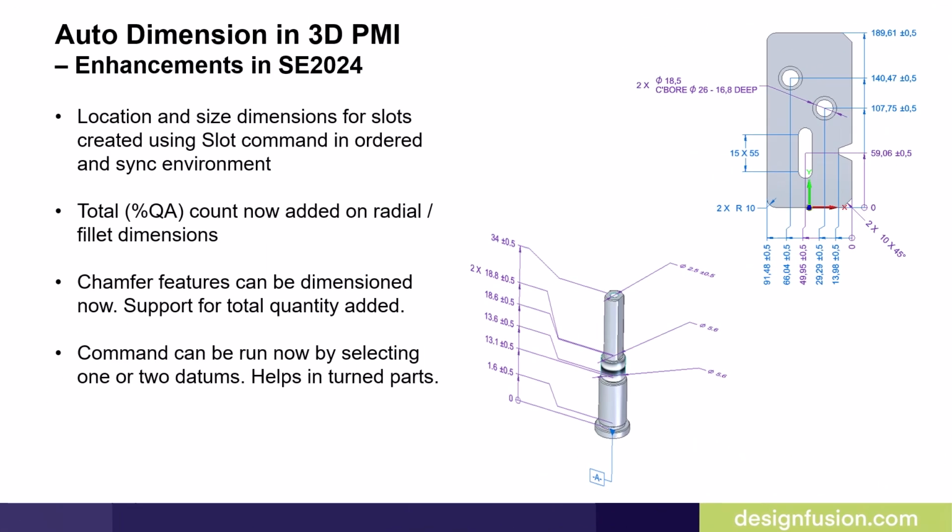The Auto Dimension command has been enhanced in Solid Edge 2024. These enhancements include the ability to auto-dimension the location and size dimensions for slots created with the slot command. The total count is now added on any radial or fillet dimensions. Chamfer features can be dimensioned now using the auto dimension command, including added support for total quantity count. Plus, users no longer have to select three datums for the command to work. This allows users to auto dimension turned parts.